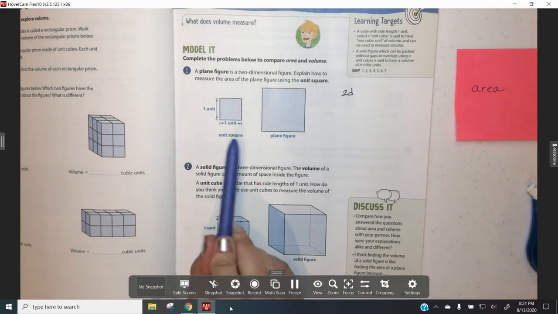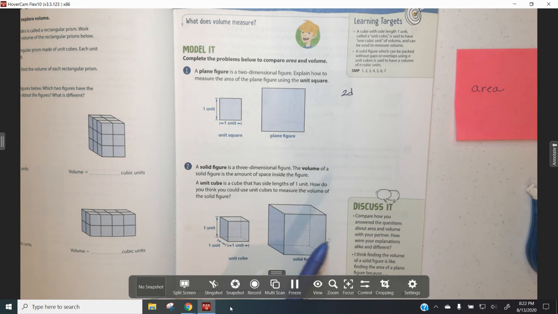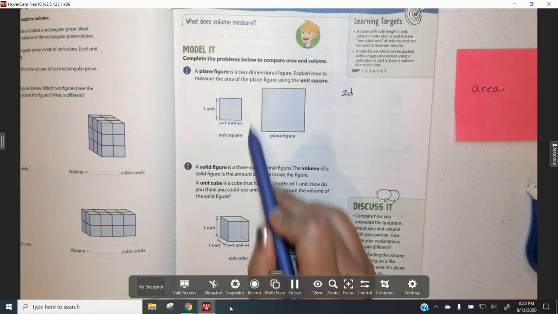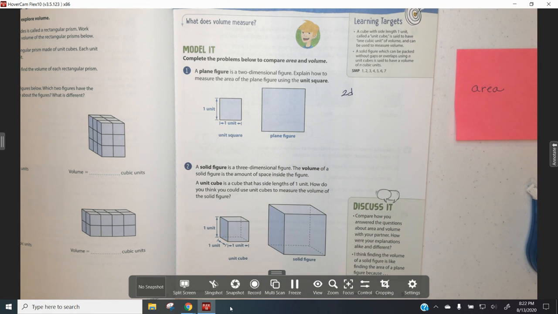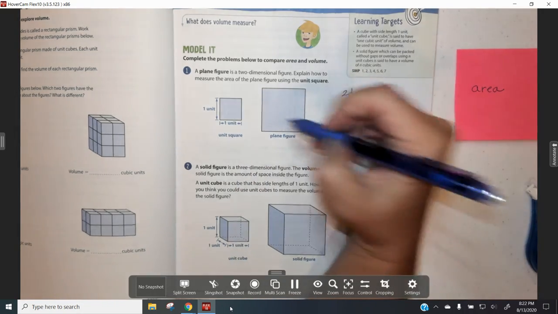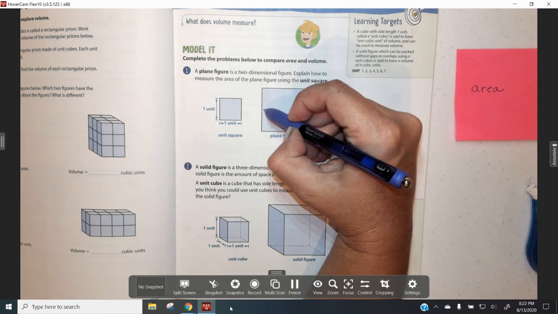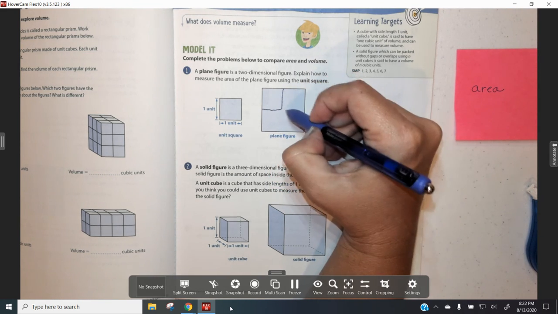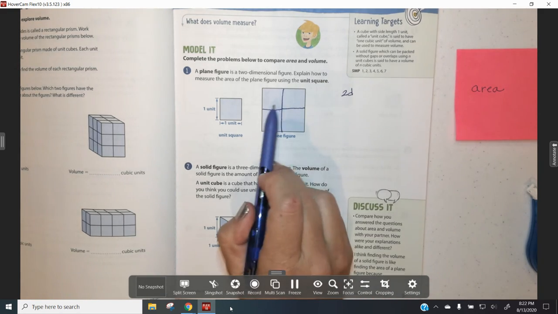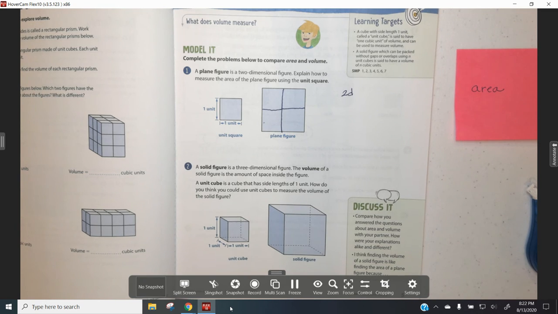Now when we're looking at this figure here, how could we use this unit square to measure the plane figure? Right now I want you to pause the video and take a guess about how many unit squares would fit in that plane figure. All right. If this were me, I would guesstimate that if I drew those unit squares into this larger plane figure, I could probably fit about 4 unit squares inside of it.